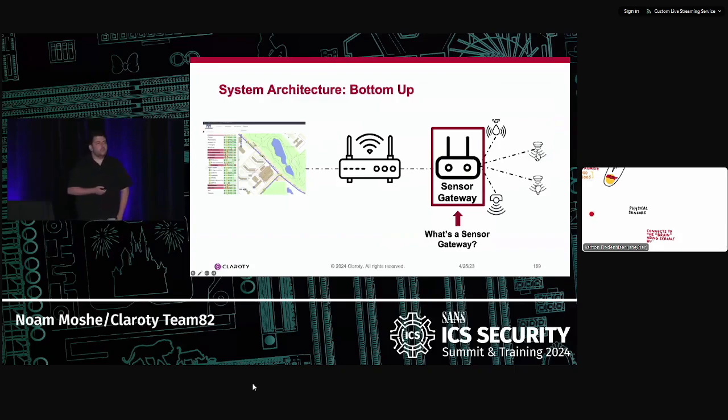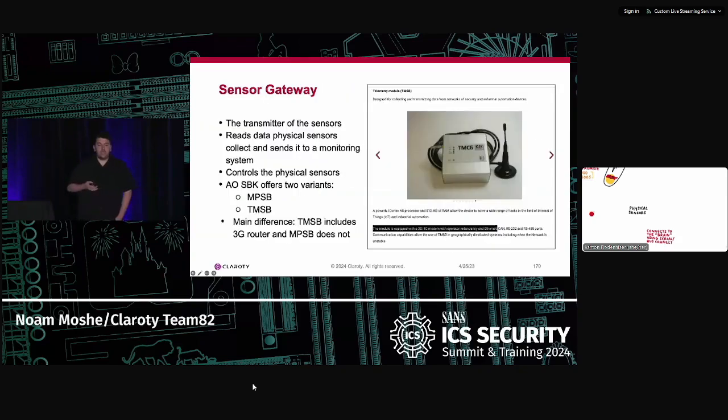Now, connected to the physical sensors, we have the sensors gateways. The sensors gateways basically act like a transmitter. They get the data from the physical sensors. They do some very basic checks, making sure that the data makes sense, maybe removing dupes and stuff. And then it sends it down the line for the monitoring station, for the processing unit, stuff like that.